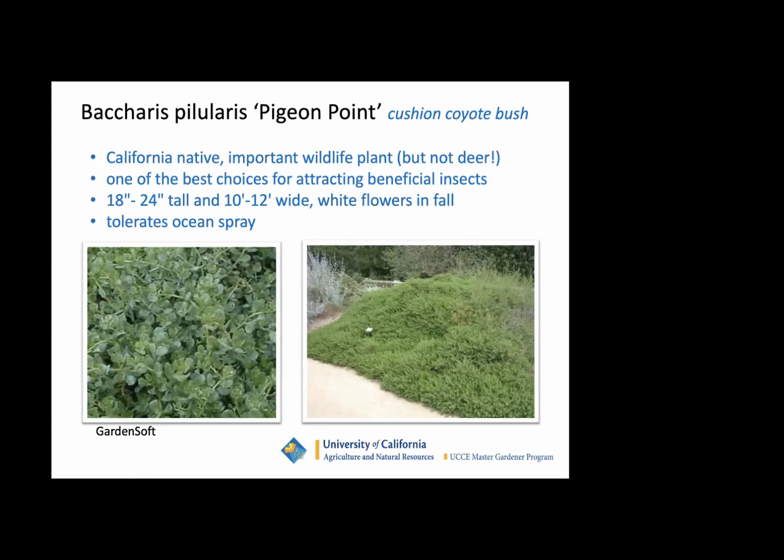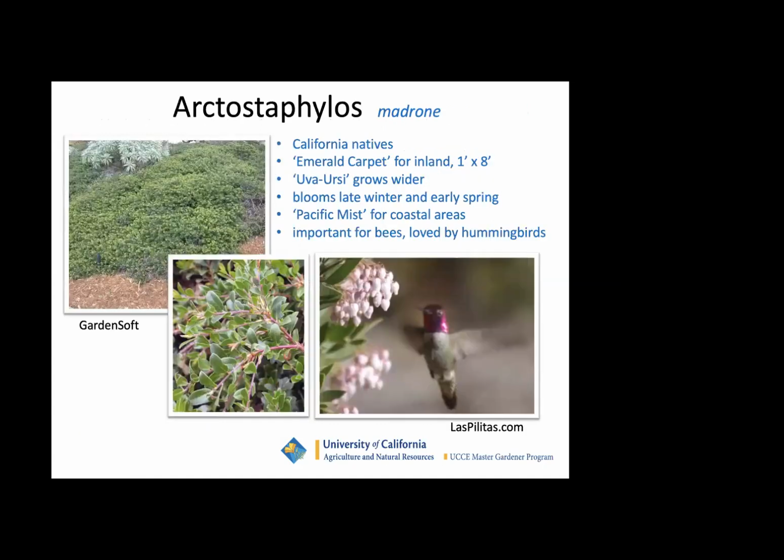It's an excellent choice for attracting beneficial insects, and it just grows 1.5 to 2 feet tall, but it spreads way out to like 10 to 12 feet wide. And in the process, of course, it's nice because it helps snuff out any weeds that are underneath it. It's a really important and nice native plant. And of course, there's all the manzanitas, and there are too many to list, but they are also native.